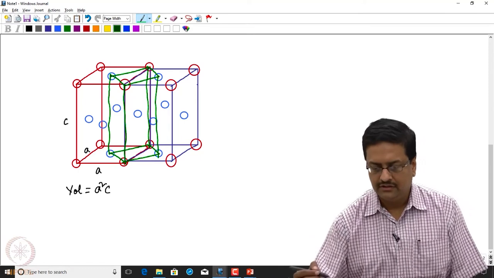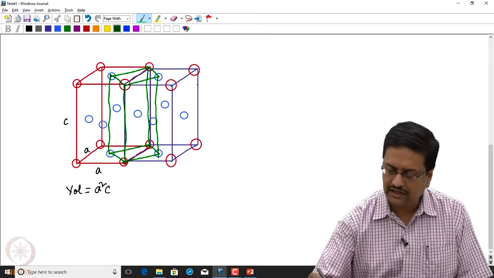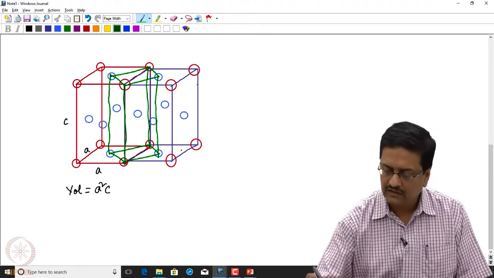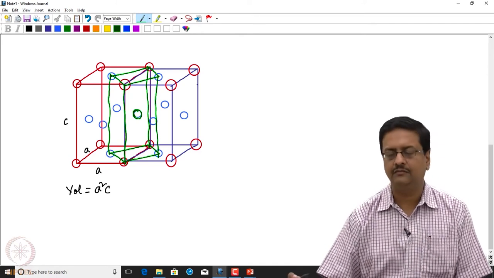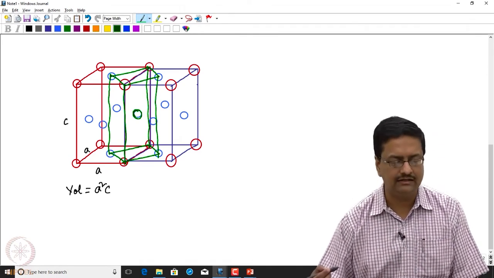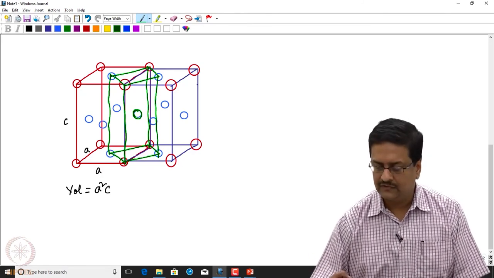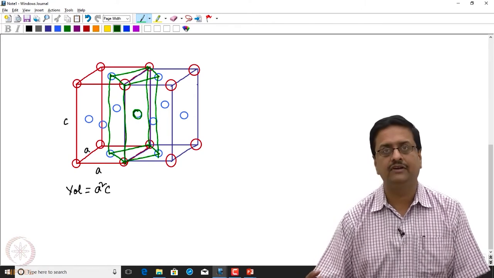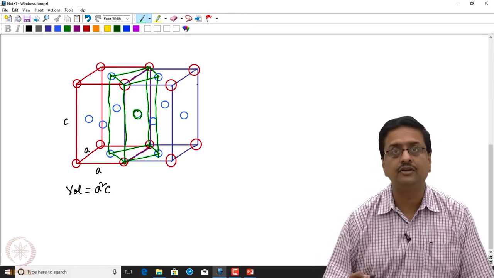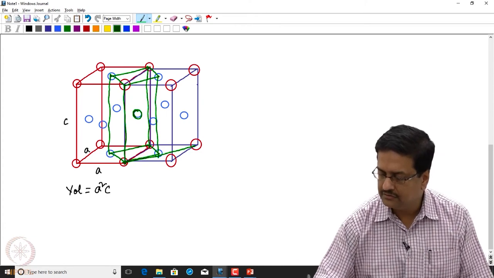So, now you see what has happened. The green lattice has atoms at eight corners and a lattice point or one atom at the center of this green lattice, which means it is in the body center of that particular lattice. Now, why should we consider this as the correct Bravais lattice? Let us see the volume of it. See, the diagonal here is root 2 a.